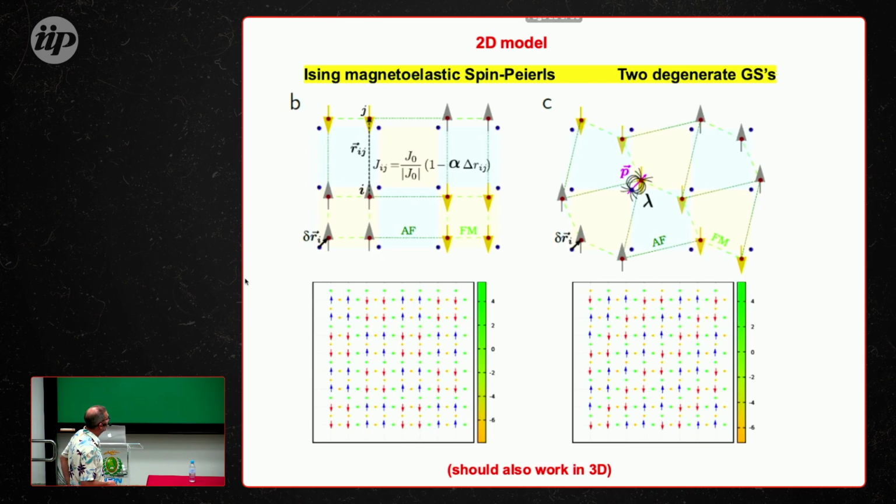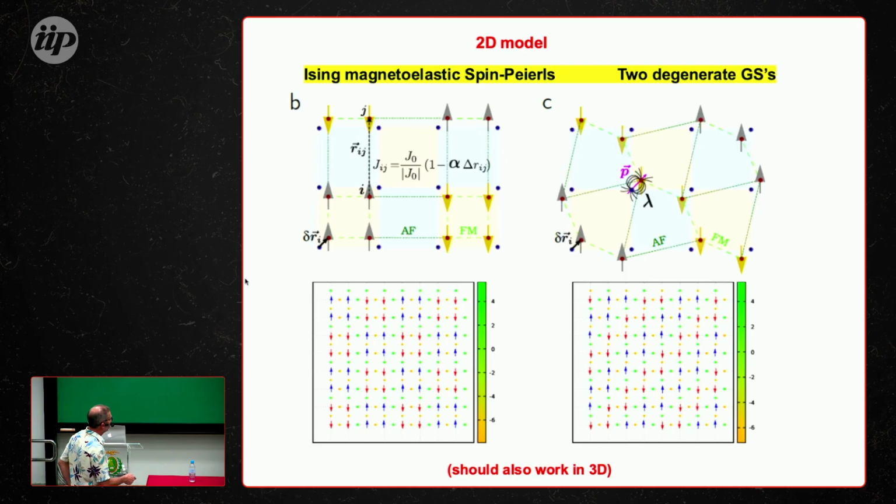Okay, so 2D is more complicated, so we simplified the model by putting also the magnetic units as Ising. So this is an Ising magneto-elastic spin-Peierls model with Ising electric dipoles. This was Monte Carlo simulations. We are doing something in 3D, but this is for the moment not finished.